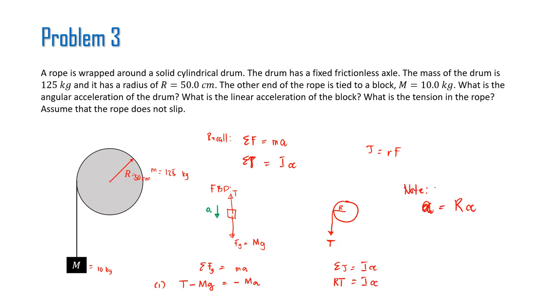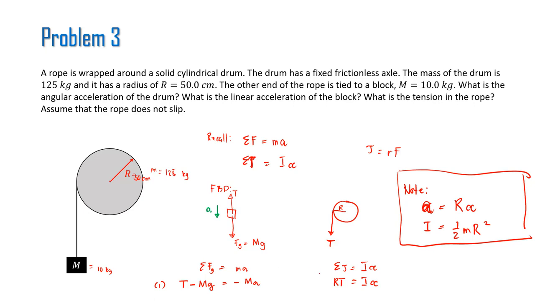Since the rope is wrapped around the drum, we have this relationship: the linear acceleration is equal to the radius of the drum multiplied by the angular acceleration. And recall also that for a solid cylinder, such as a drum, the moment of inertia is equal to 1/2 mr squared. So this is for a solid cylinder. The moment of inertia is equal to 1/2 mr squared.